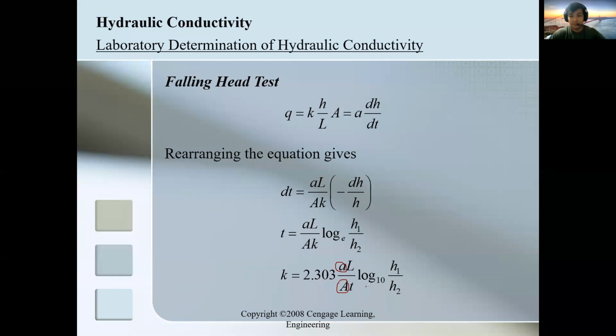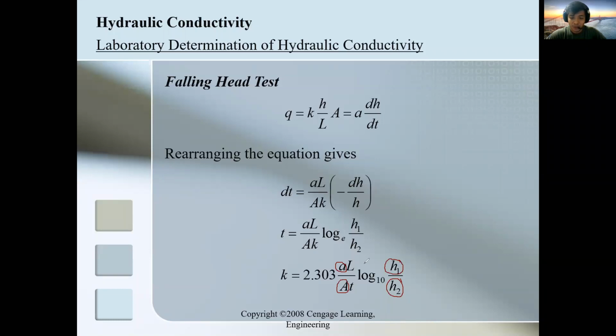T is the time. So let's say you read H1 and H2 at the 25-hour or 36-hour mark. Then H1 and H2 are the readings, the initial head and the final head.